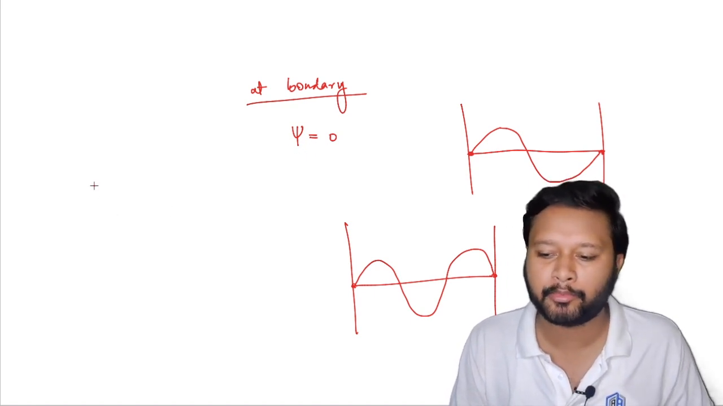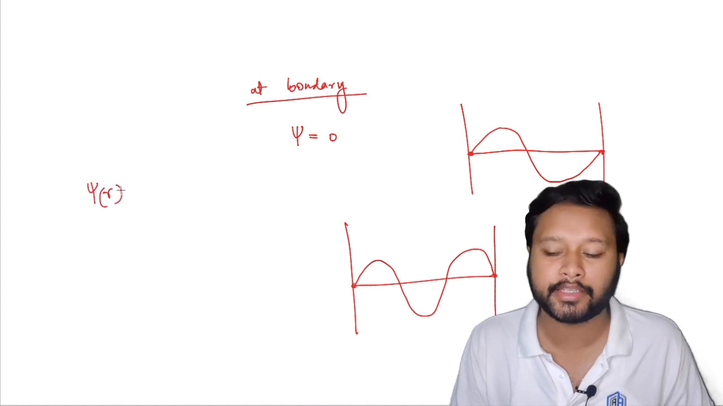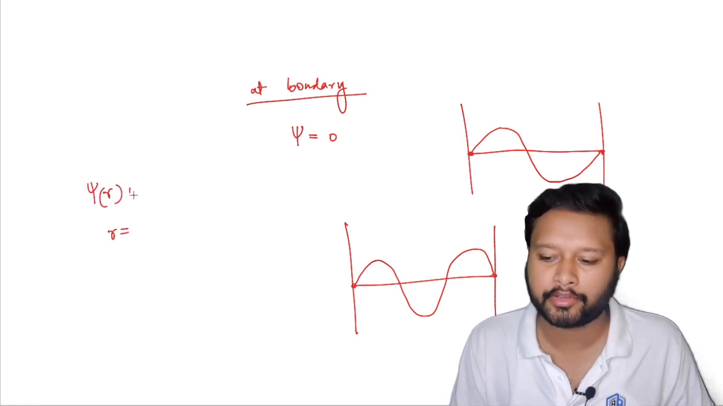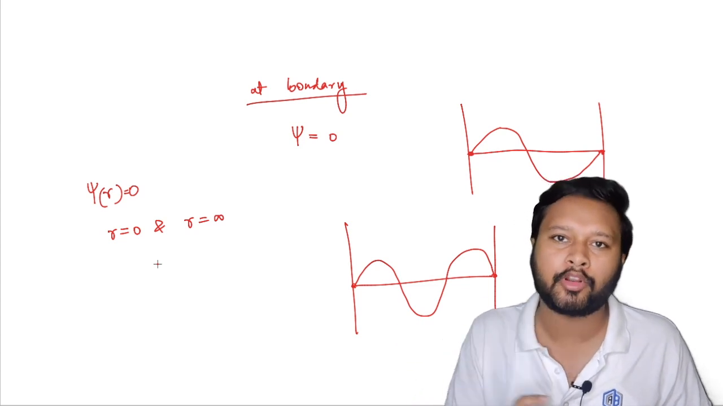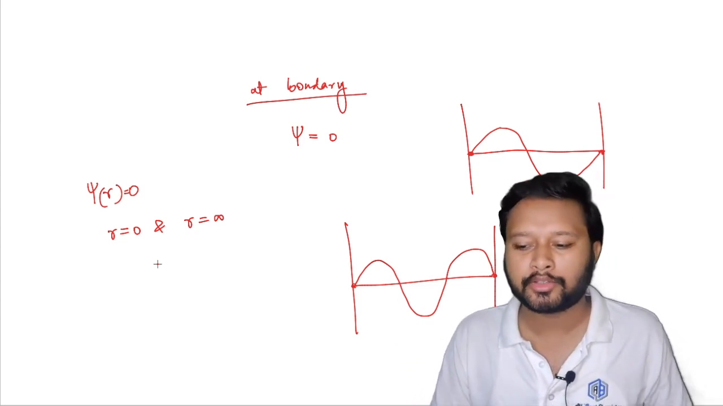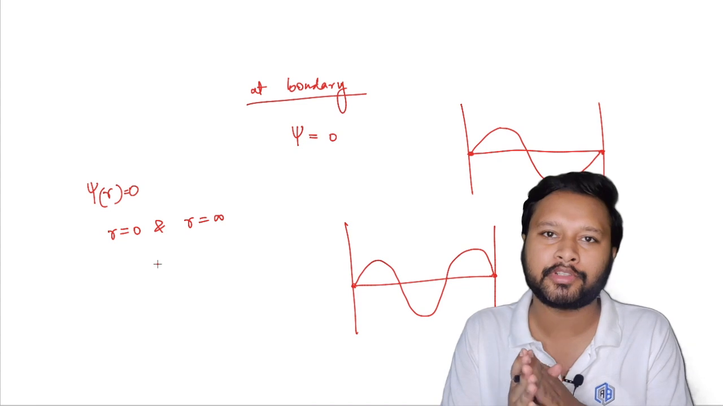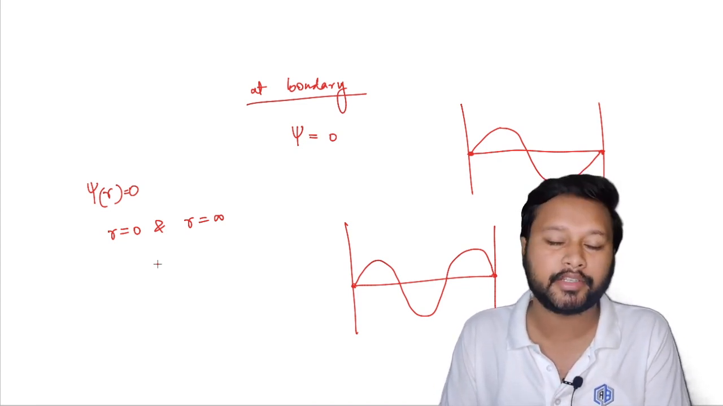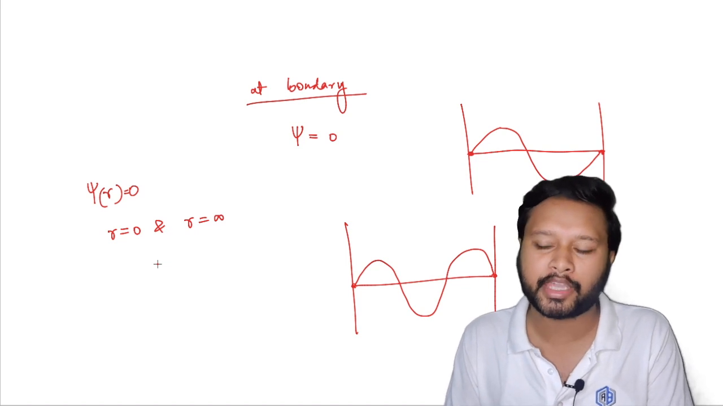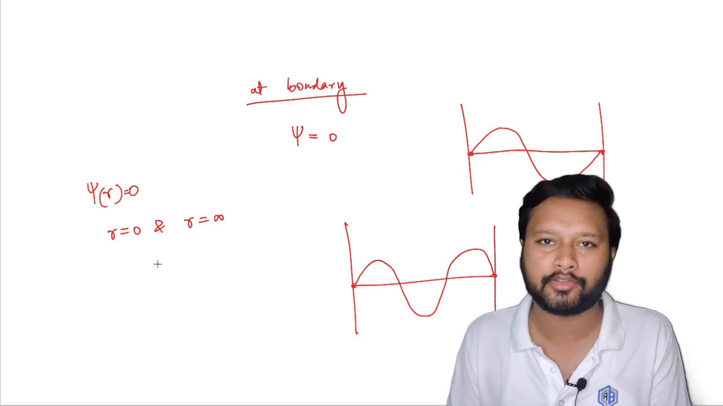For the hydrogen atom problem, your boundary conditions are like this: the wave function is a function of radius, and it is equal to 0 at r equals 0 and r equals infinity. That means at 0 radius and at infinite radius, your overall wave function becomes 0. So these were certain types of wave functions which are considered acceptable in quantum mechanics, and we have understood why that happens.